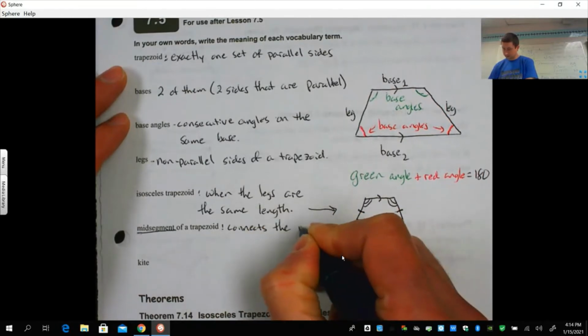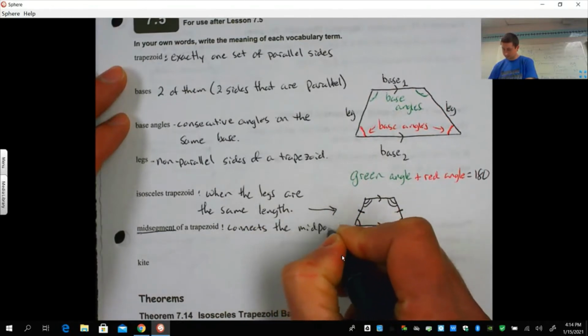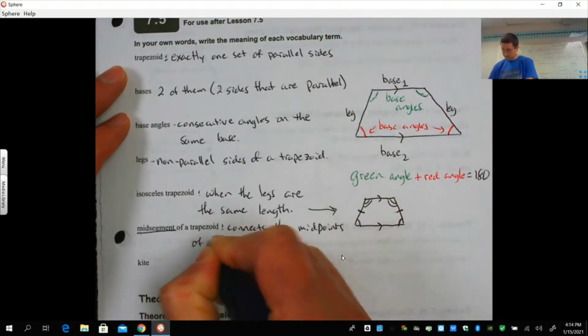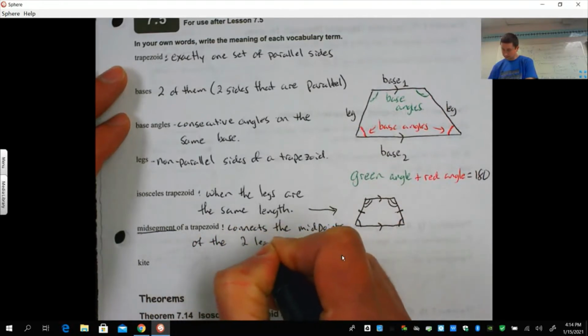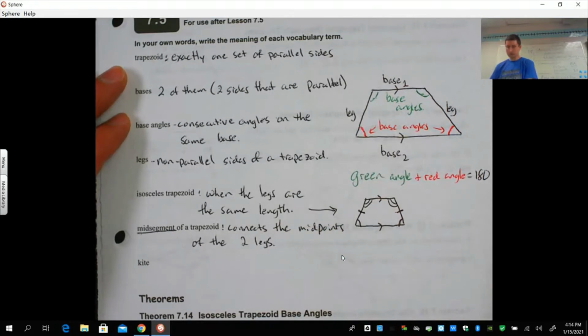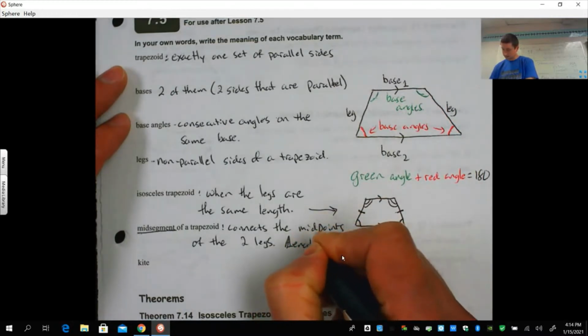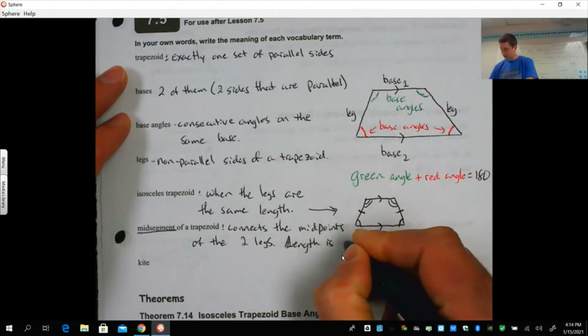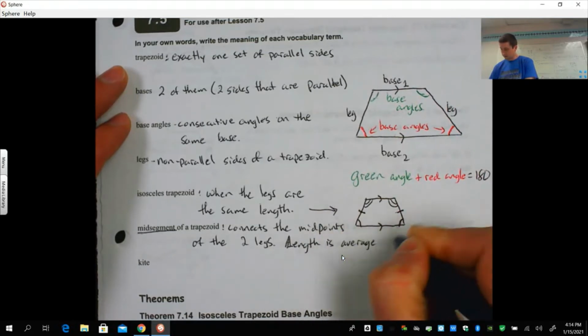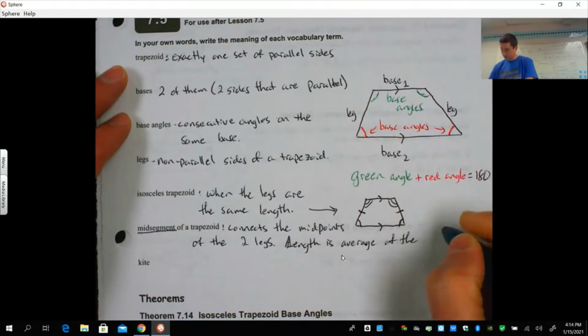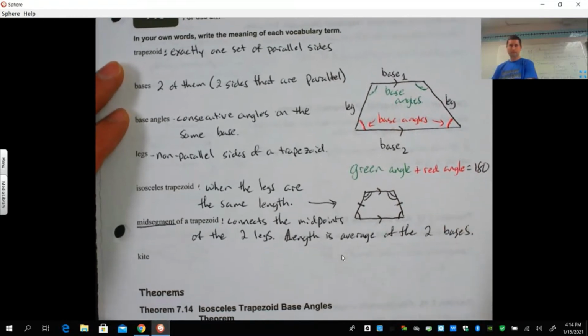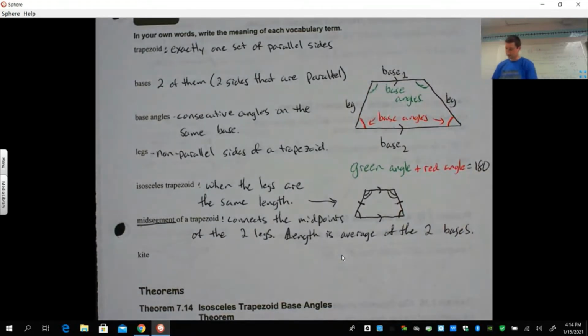So the mid-segment connects the midpoints of the two legs. And its length is the average of the two bases.